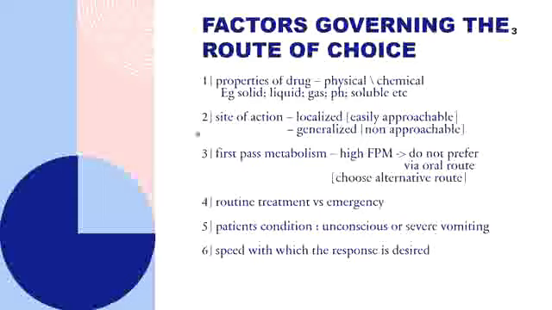There are six factors which govern the route. First is the properties of the drug. The physical and chemical properties of the drug, that is whether the drug is solid, liquid, gas, what is the pH of the drug, and whether it is soluble or not soluble. Next, the site of action: where the drug should act.